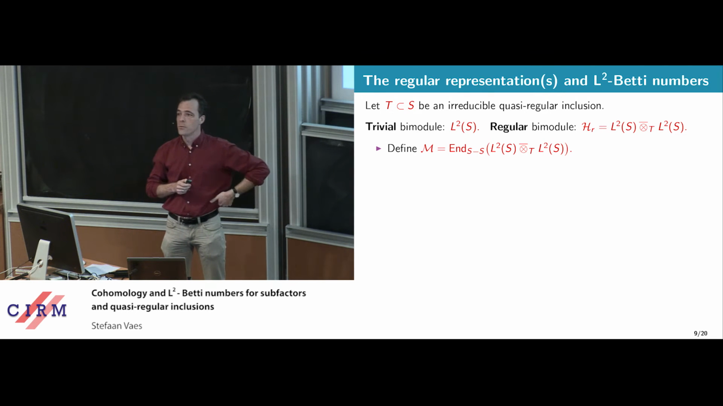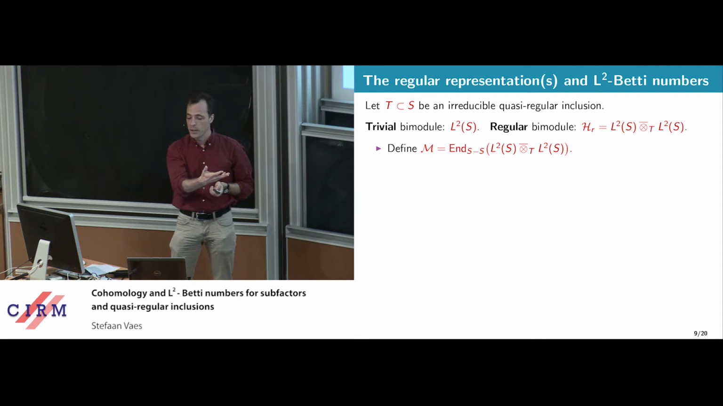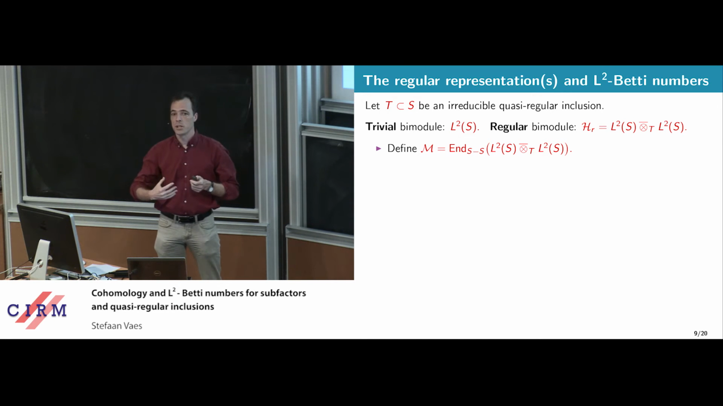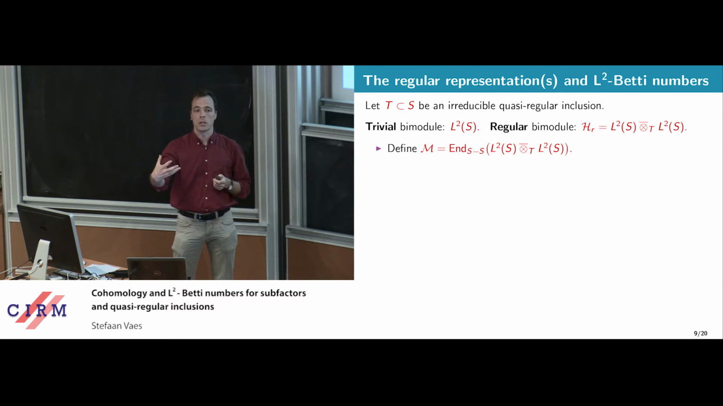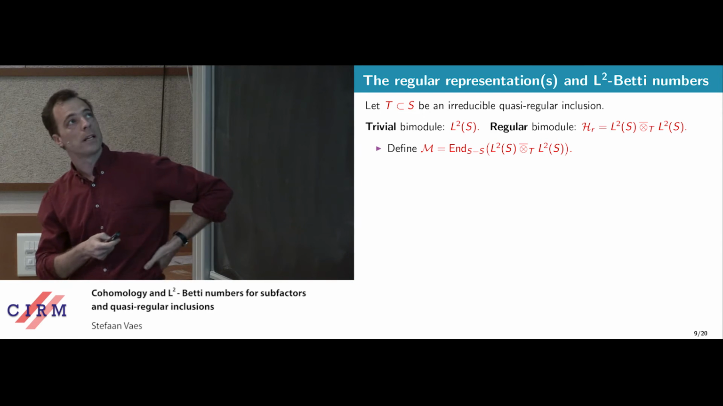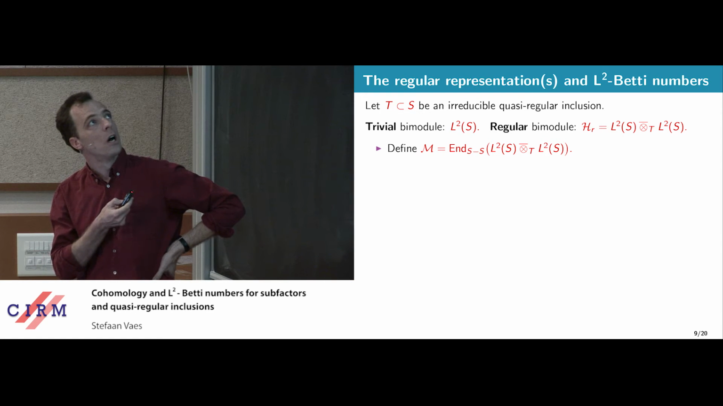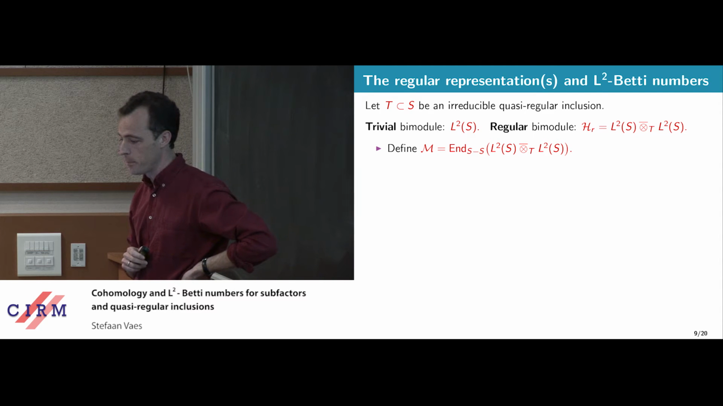Because I will want to define at a certain point L2-Betti numbers, so I will define not only cohomology with values in this regular representation, but I also want to measure the dimension of the cohomology space. So I need somewhere a tracial algebra to measure dimensions of the cohomology space. And the algebra that I will use to measure dimensions is the von Neumann algebra of all operators on this Hilbert space here that commute both with the left S action and with the right S action. So call that curly M.